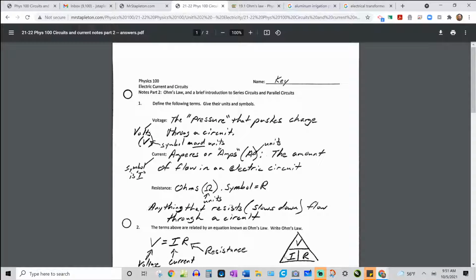So is Ohm's law V equals IR? That is the law, yeah. Looks like my camera is taking a while. Taking a little break. Hopefully it'll come back to life.